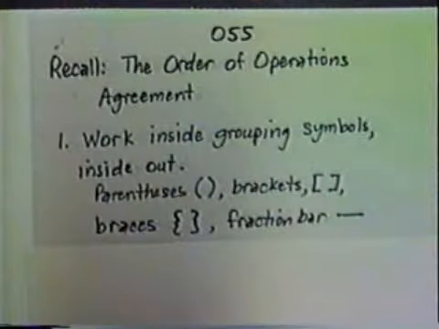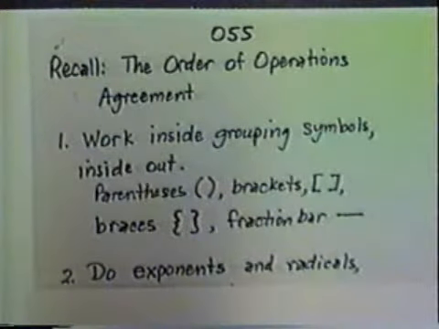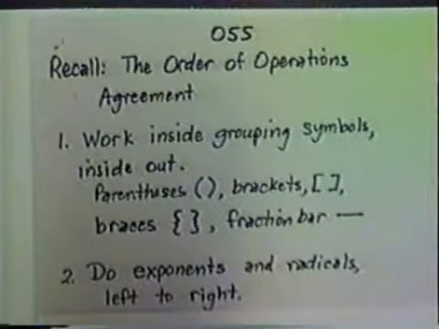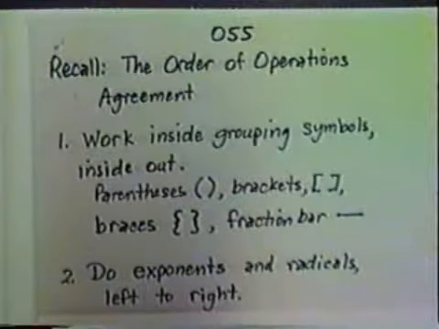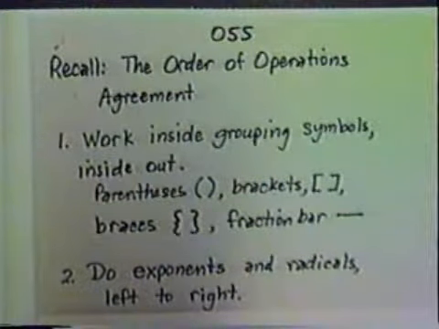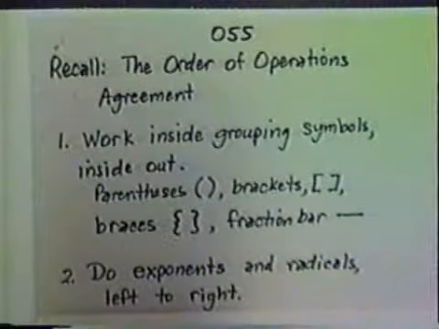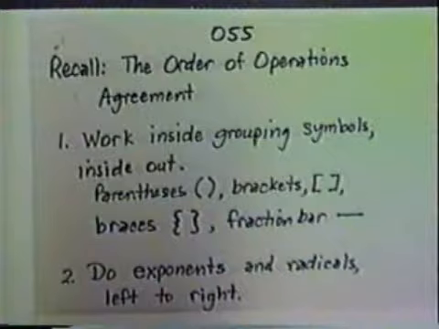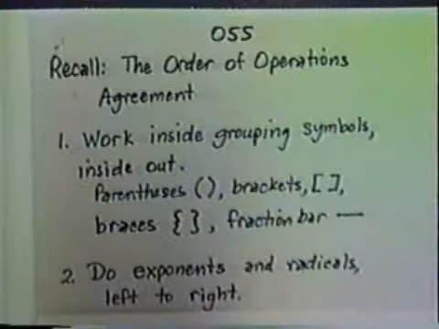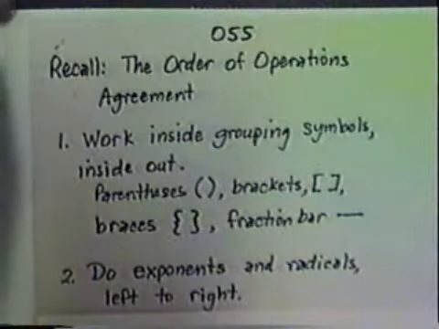After you finish the grouping symbols, step 2 is to do exponents and radicals, left to right. We have not worked with radicals in this unit, and we don't plan to in this unit. I'm giving you the order of operations agreement that is used for all of mathematics. In many other places in mathematics, radicals occur, and when they do, they are paired up with exponents. A radical, like a square root, is the reverse of a power, like the square, and they should indeed go together. So step 2 is do exponents and radicals, left to right.